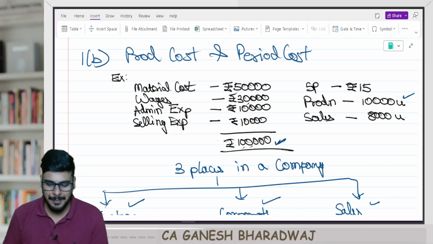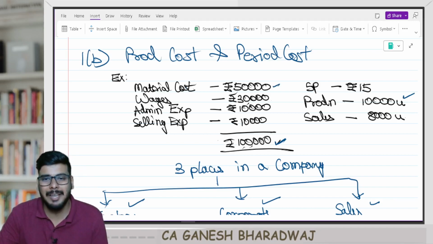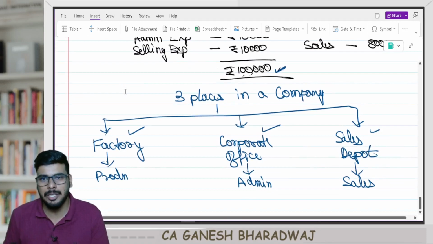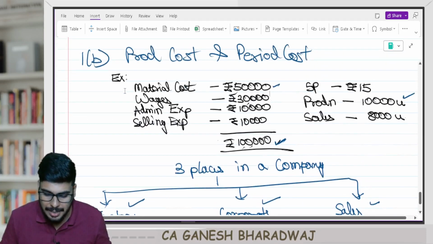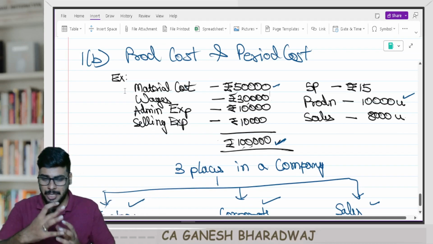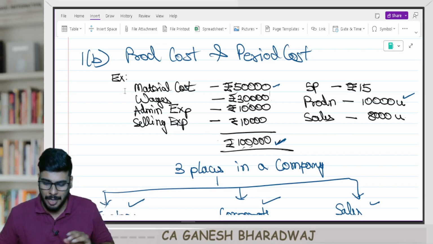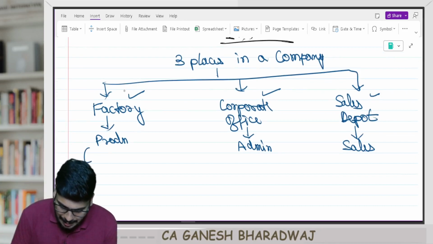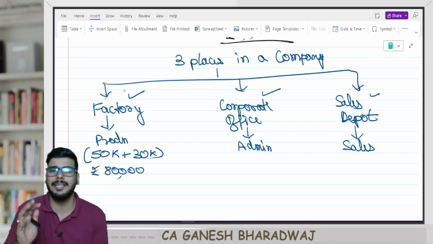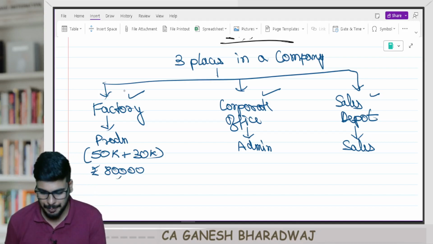Now, can you tell me this material cost, in which location of the company will I be incurring it? Logically think. Factory. Wages, where will you incur? Factory. Why? Because the raw material needs to be purchased and converted into a final product. So can I say in my factory area, 50,000 plus 30,000, that is 80,000 rupees, is incurred inside my factory area? Yes or no? Guys, yes or no? Yes. Right?